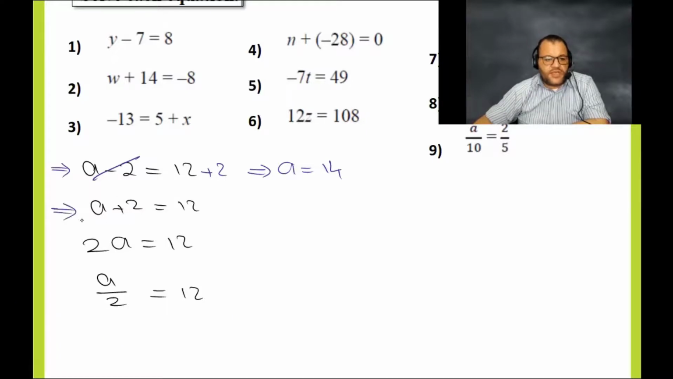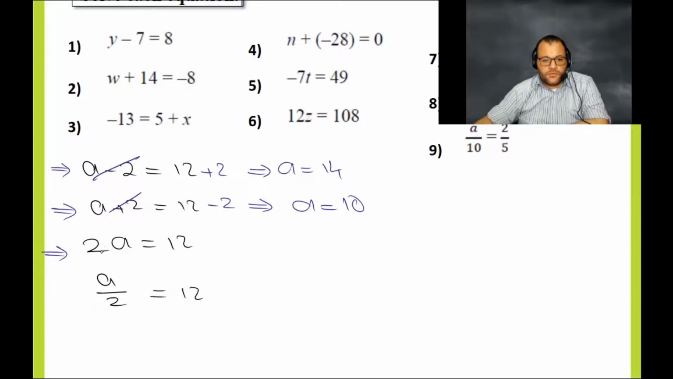What is the meaning of the second one? A plus 2, the addition. So to solve, we use subtraction. So a equals 10. What is the operation in number 3?